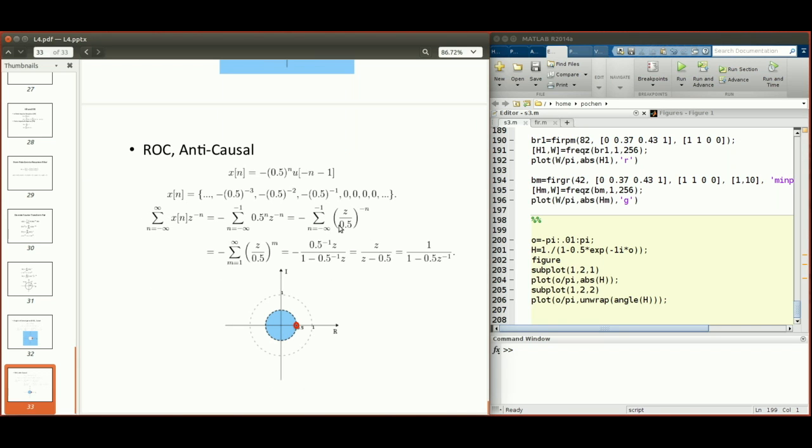For this kind of signal, it's called an anti-causal signal. It's non-causal. It's anti-causal, basically, because all the non-zero amplitudes are located at the negative time, and positive time is all zero amplitudes.